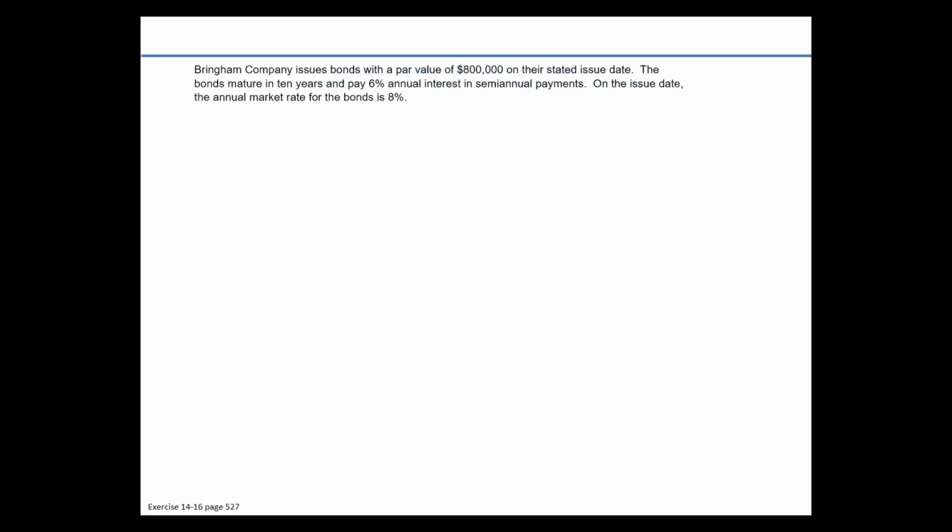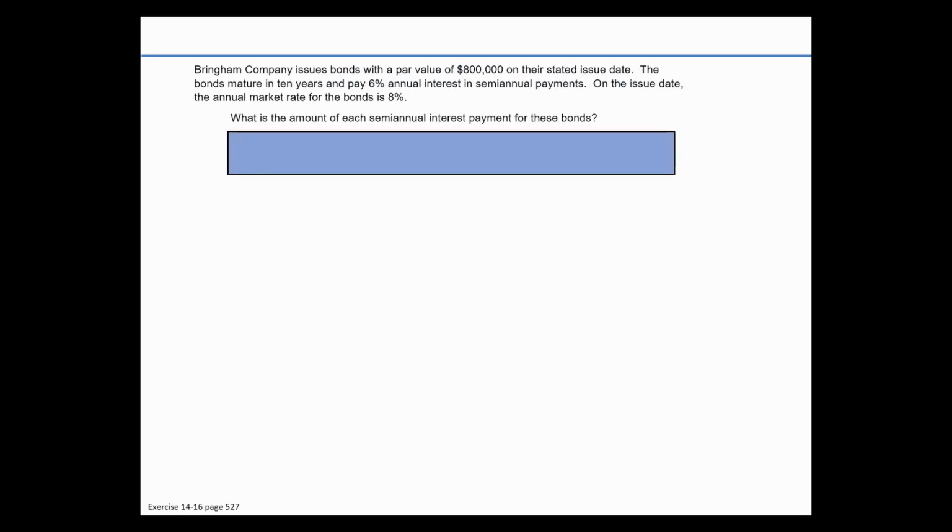The bond interest and price at bond issuance. So Brigham Company issues bonds that have a par value of $800,000 on their stated due date. The bonds mature in 10 years and pay 6% annual interest in semi-annual payments. On the issue date, the market rate of the bonds was 8%.